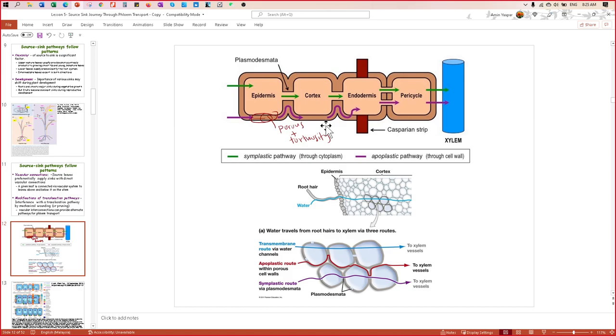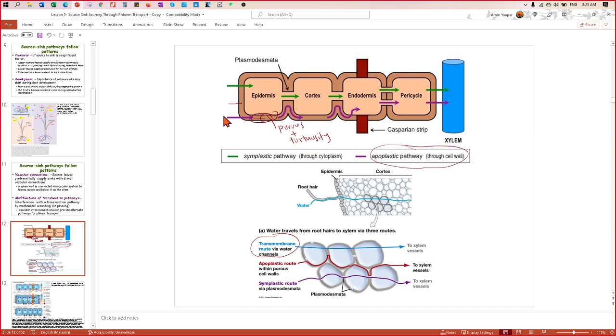All right. And there is another kind of transport, we call it the transmembrane. This is primarily for water. So for the transmembrane, the water gets in the cell wall. So this is the apoplastic. Oh, sorry, by the way, if the substance moves through the cell wall, we call it the apoplastic pathway.